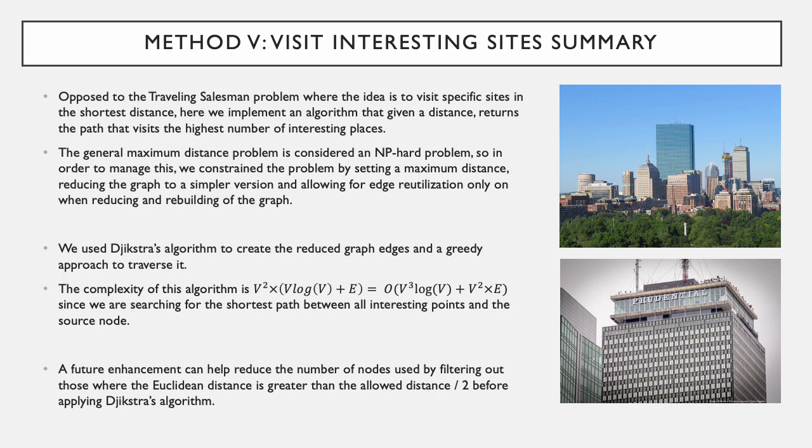Ultimately, as opposed to the traveling salesman problem that we tackled in method number 3, the idea here is that you can implement a very similar algorithm. However, given a certain distance, it returns a path that visits the highest number of interesting places. So instead of the user defining which items they want to visit, they can set a distance, and the algorithm will try to identify them on their behalf.